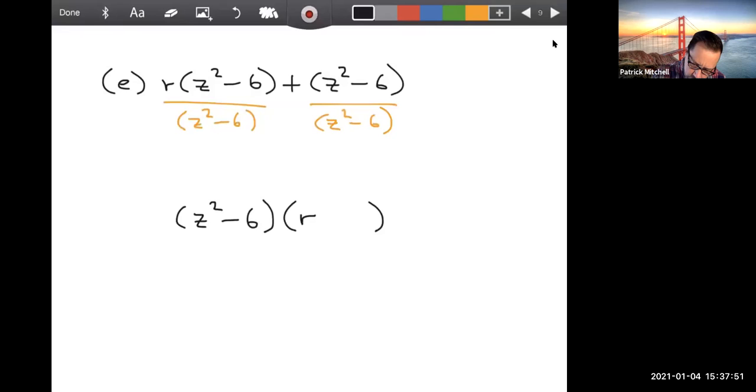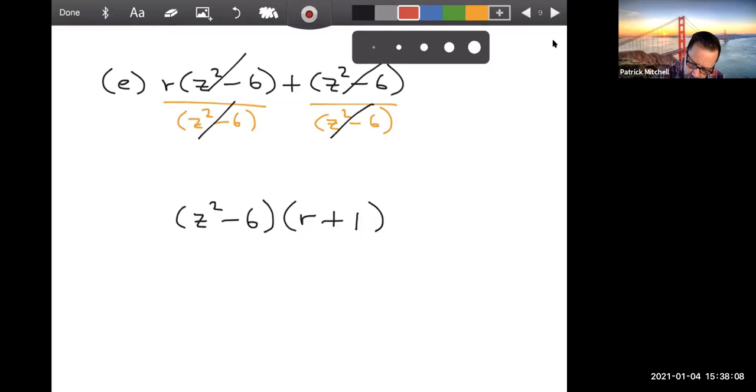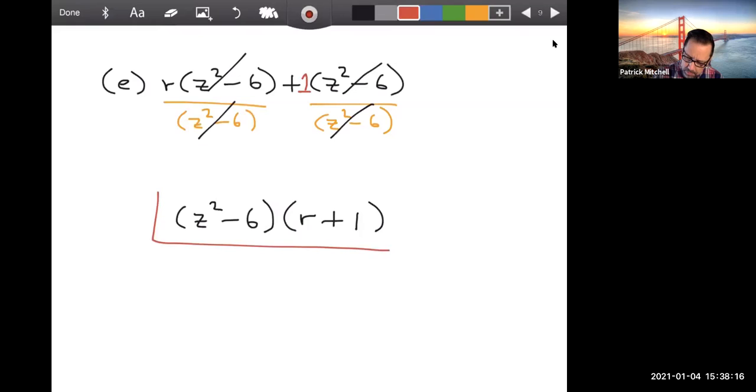from here, but when you cancel these out, it just doesn't all disappear, right? It leaves a 1. Z squared minus 6 divided by z squared minus 6 is 1. So make sure you don't forget to write that 1 there. The other way you can think of it is there is an invisible 1 sitting here, and that's why you need r plus 1 and not just r. Okay. So final answer, z squared minus 6 times r plus 1.